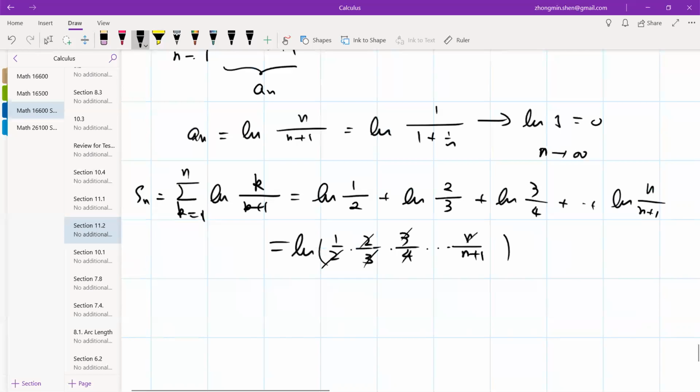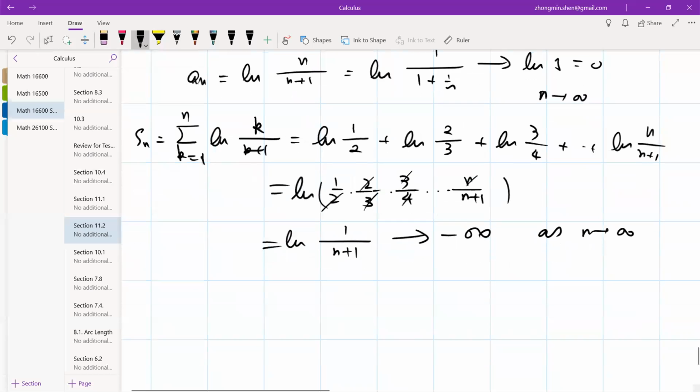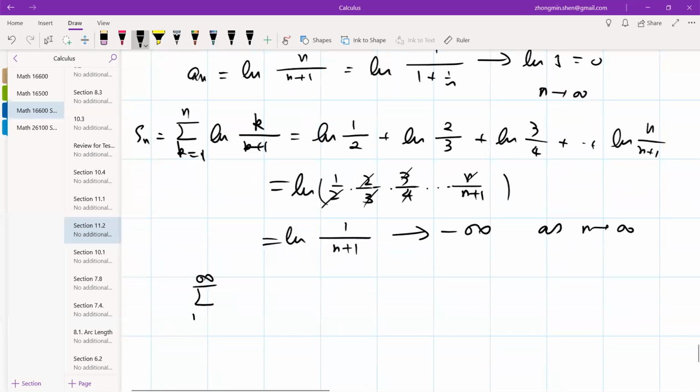Okay. So add them together, then you simplify, right? They all cancel out. What you get is the natural log of 1 over n plus 1. So when n is getting larger, 1 over n plus 1 is getting small. This approaches negative infinity as n approaches infinity. So it is divergent, right? Because the partial sum approaches negative infinity. So this series is going to be the limit of S_n as n approaches infinity, which is negative infinity, divergent.